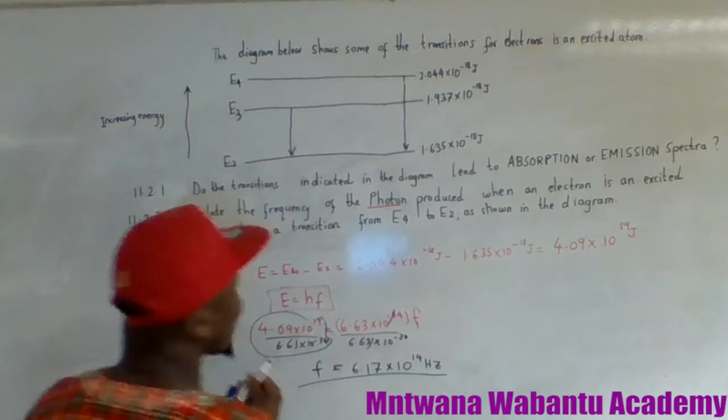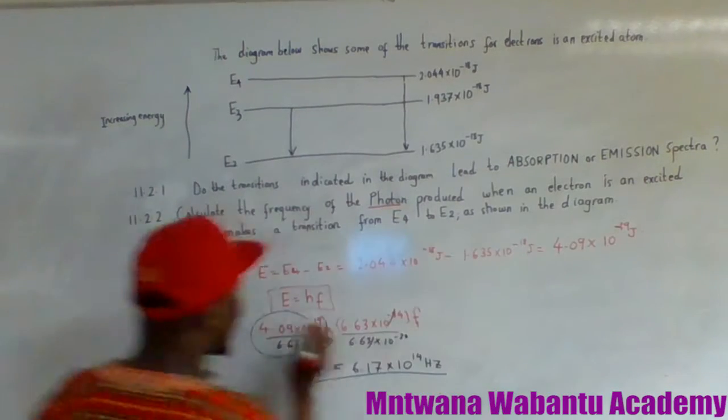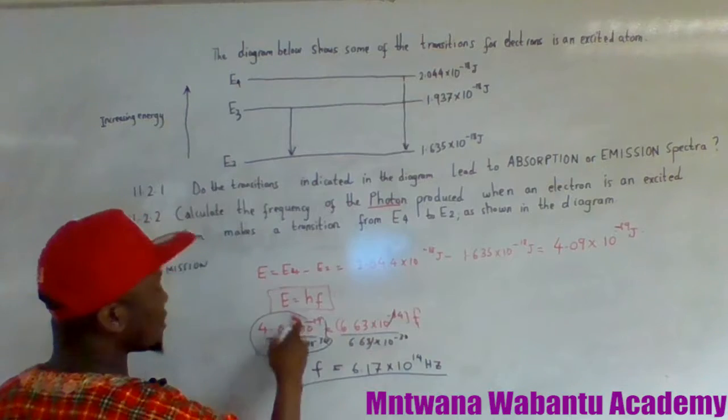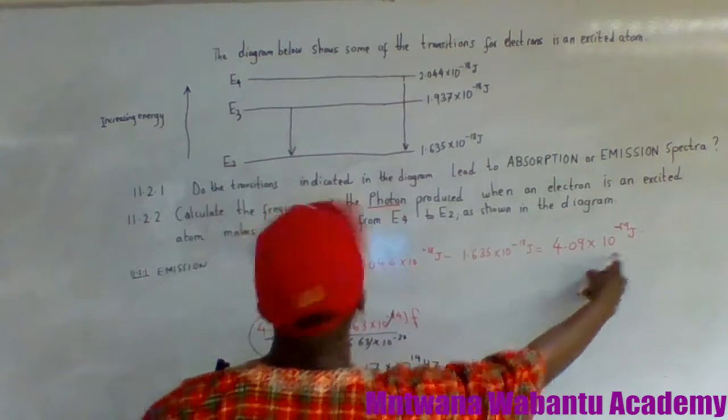Just a little correction. This is negative 19, and this must be negative 19. So when you divide, this must be negative 19.